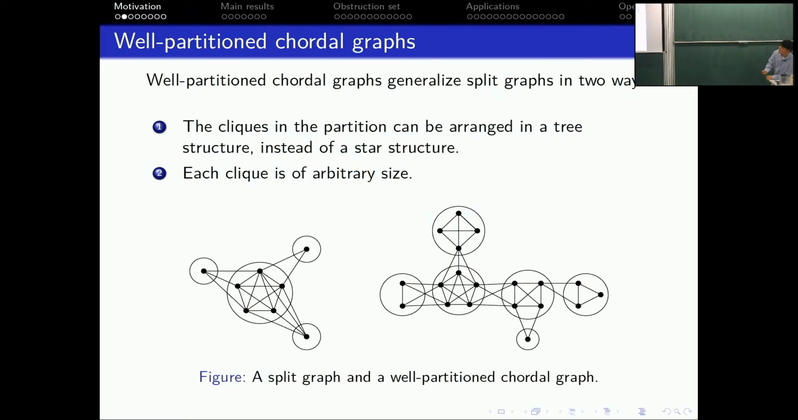So what are well-partitioned chordal graphs? First, let me briefly give you some intuition for the definition. Recall that this is a split graph, and I partition this split graph into 4 bags. One bag is for the center clique, and there is one bag for each vertex in the independent set. Then you can see a star-like structure in these bags. All the surrounding bags are adjacent to the center bag, so they form a star structure. We are going to generalize this structure into well-partitioned chordal graphs.